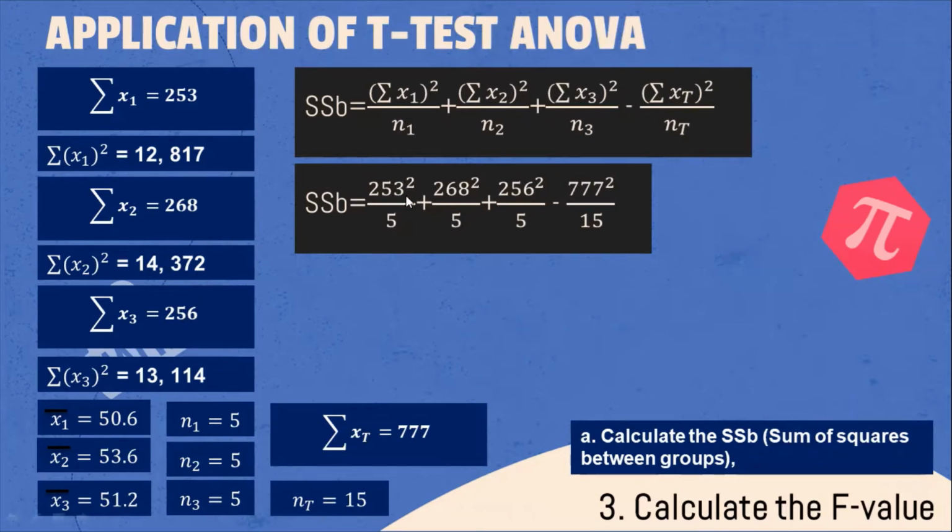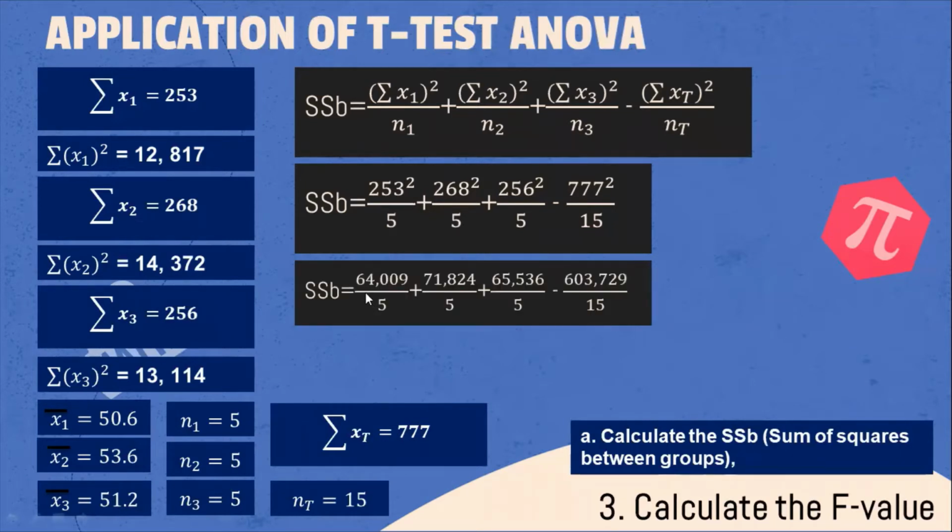253 times 253, that is 64,009. 268 times 268, 71,824. 256 times 256, that is 65,536. 777 times 777, 603,729 over 15. Okay, next.